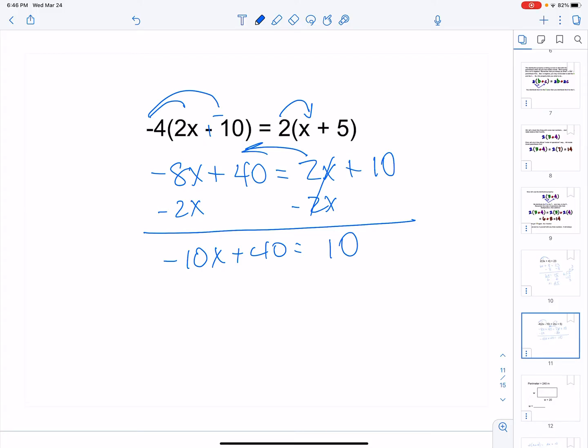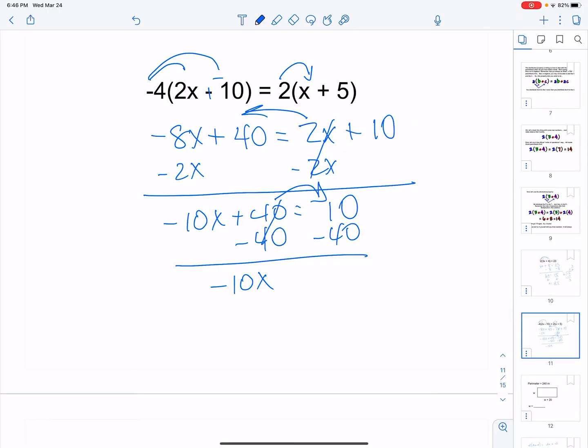So now I need to move this 40 over to be with the 10. I subtract 40 from this side, subtract 40 from the other. I end up with negative 10x, because my 40's go away, is equal to negative 30. And now I have a multiply by negative 10, so I divide by negative 10. And I end up with x is equal to 3.